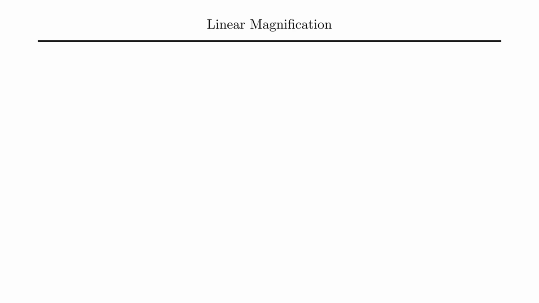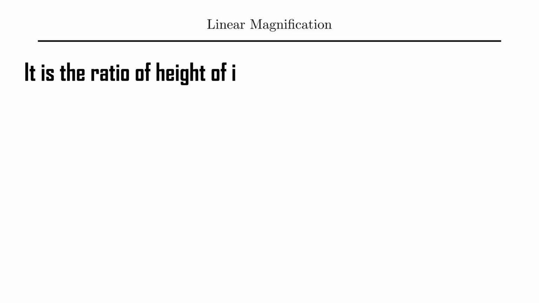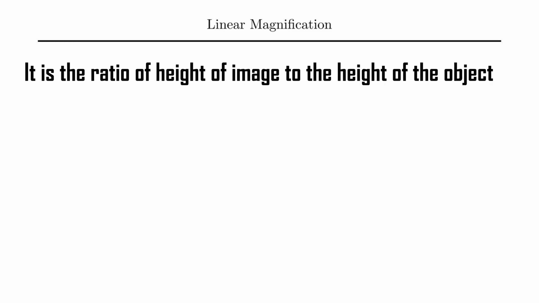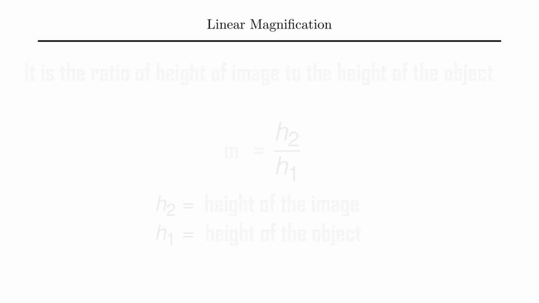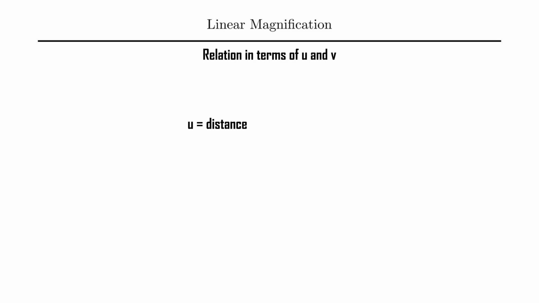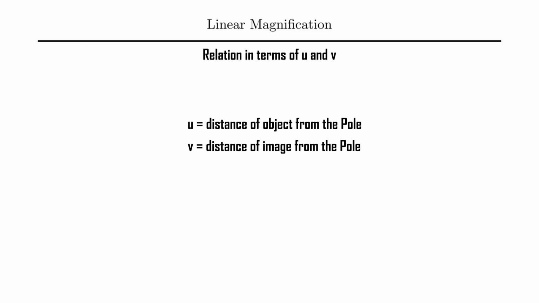This video explains and derives the relationship for linear magnification of spherical mirrors. Linear magnification is defined as the ratio of height of image to that of the object. It is denoted by m and equals h2 over h1, where h2 is the height of image and h1 is the height of object. Let's now derive a relation for m in terms of u and v, where u represents the distance of object from pole, whereas v represents the distance of image from the pole.